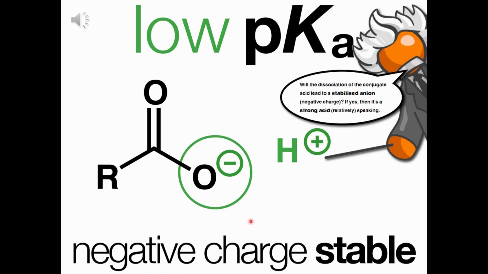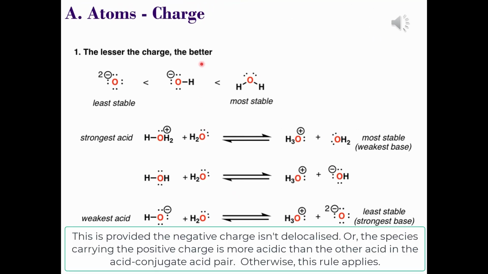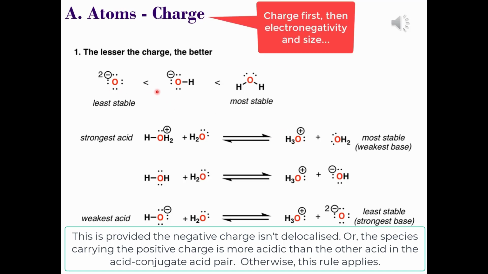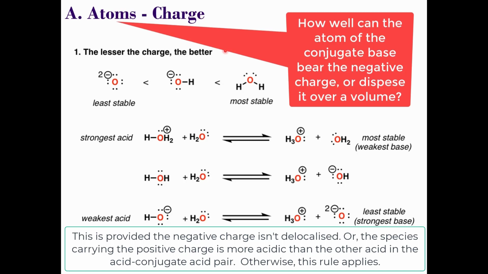There are 5 factors that need to be considered when thinking about the acidity or basicity of a molecule and using pKa values, and we're going to survey each one. The first factor that we need to consider is the atom that is neighbouring our proton. Once the proton is gone, then the electrons are going to be left on that neighbouring atom. So we'll need to think about that atom's charge, its electronegativity, and its size, because these will all be factors in determining how well they're able to either bear that negative charge or disperse that negative charge over a volume.